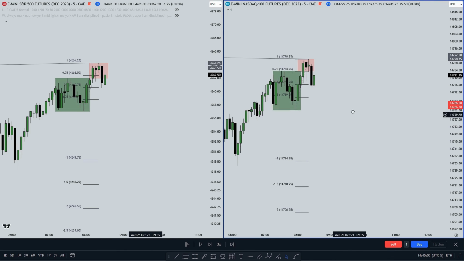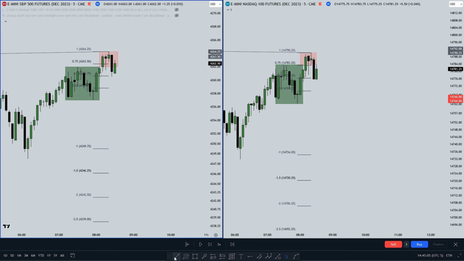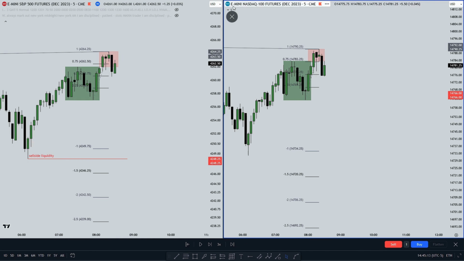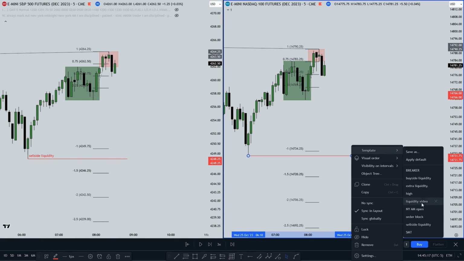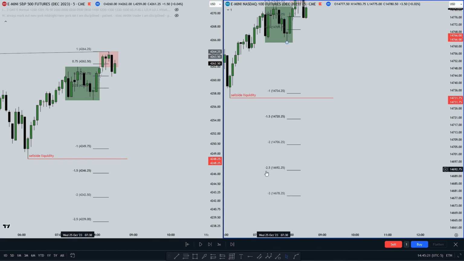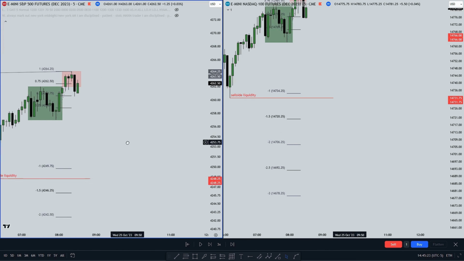So now we could anticipate price going down into either the -1 to -1.5, where there's sell side liquidity, and the same on the Nasdaq, or go all the way down into the -2 to -2.5 range. So let's see what happens.